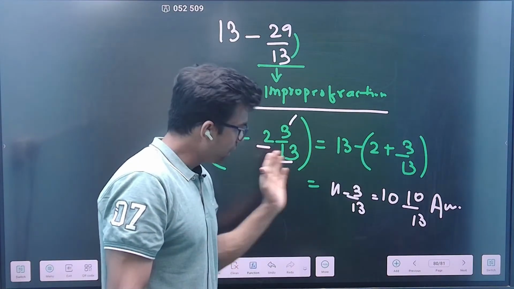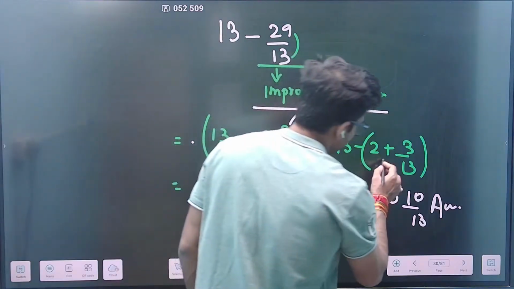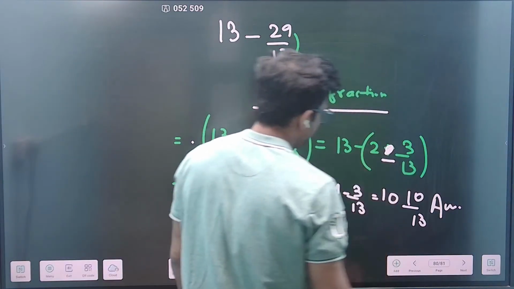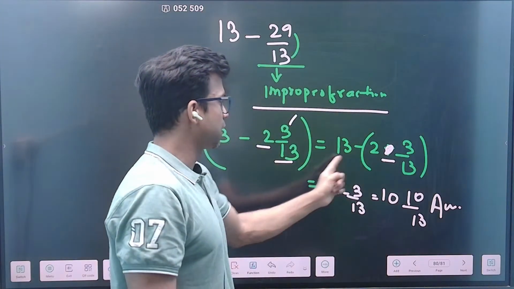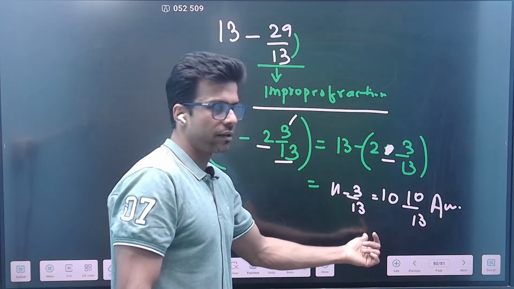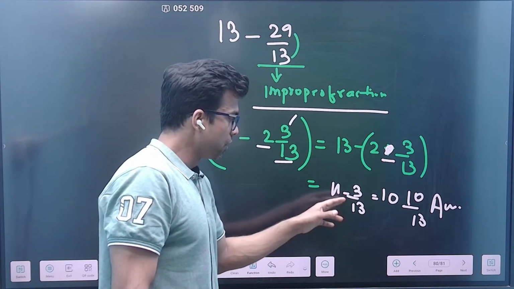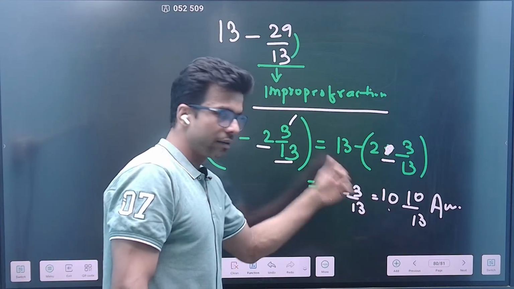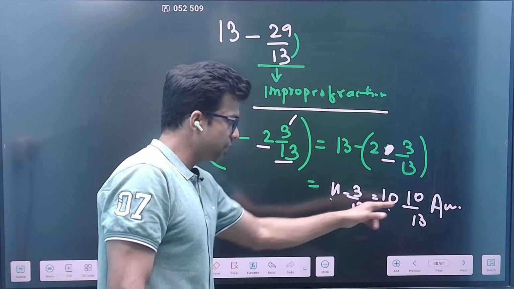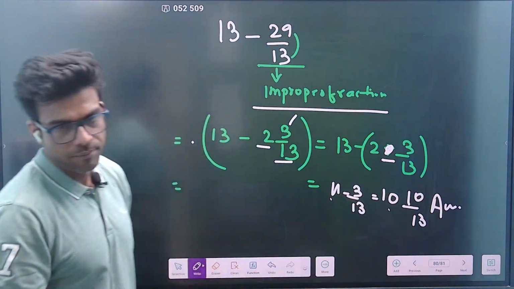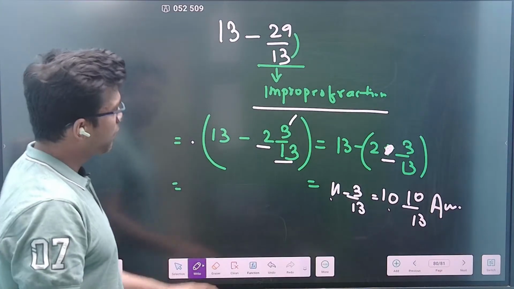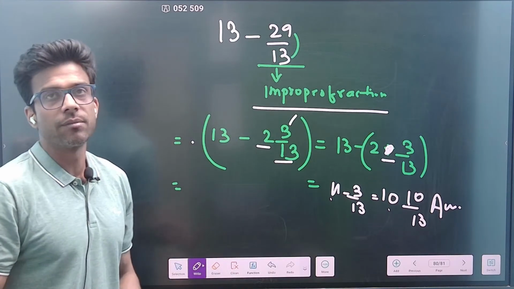Correct? All are in minus only, right? Means this will be in minus only. All are in minus. So if everything is minus, this will become 13 minus 2 is 11, 11 minus 3 by 13. Now you know that it's a subtraction part. So 11 will become 10 as the previous, and 13 minus 3 is 10, and by 13. So this is the process. It's a very important process, so you should keep it in mind.